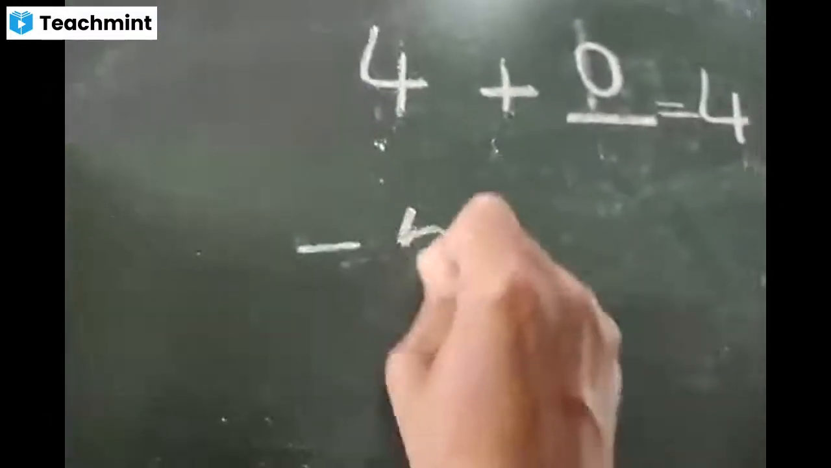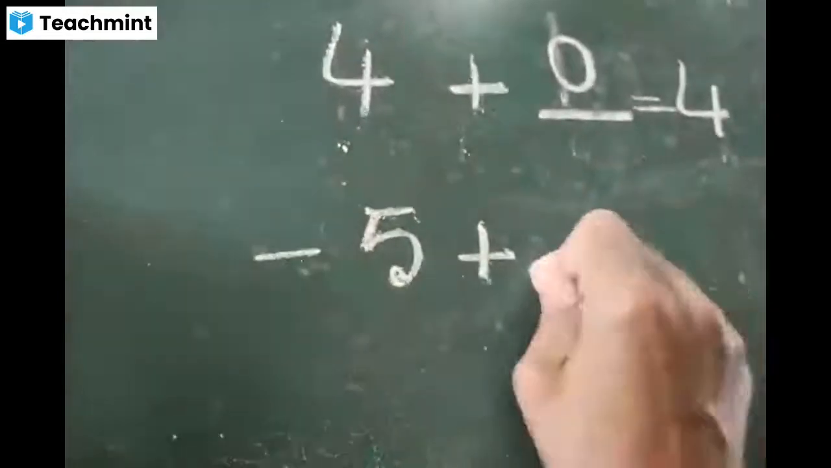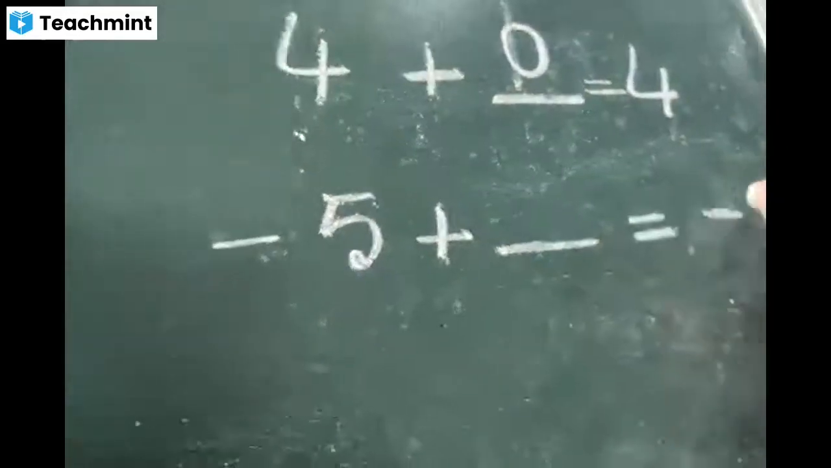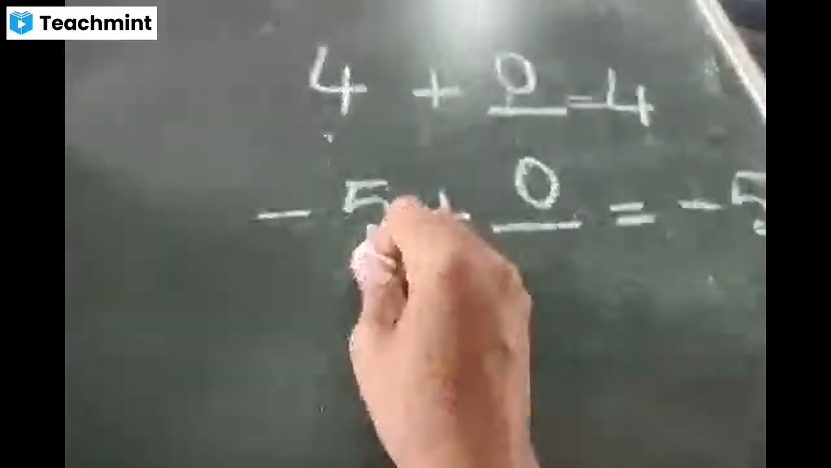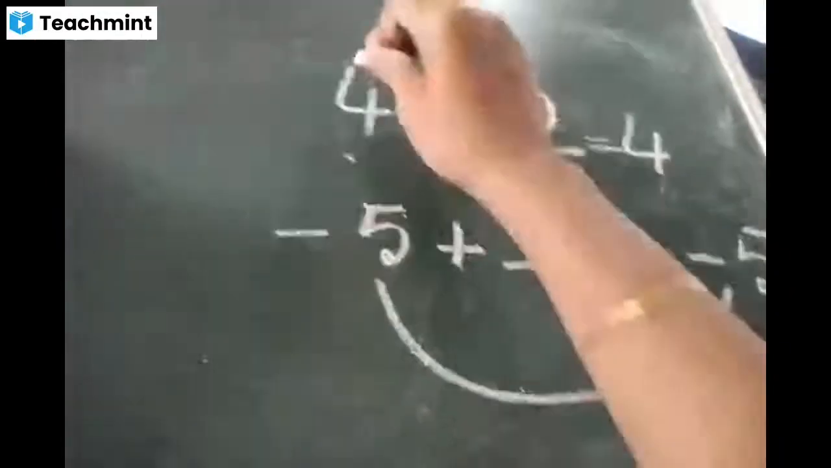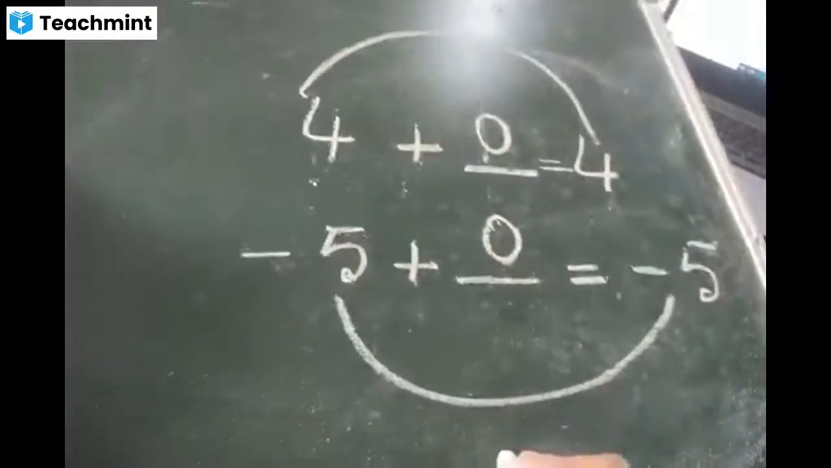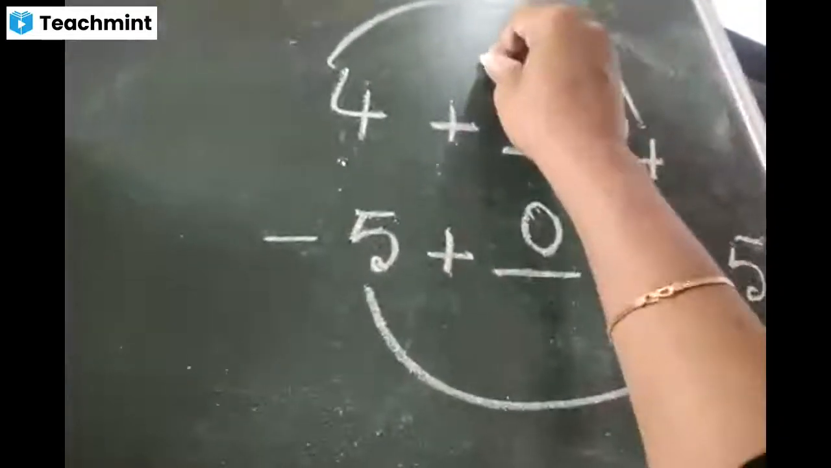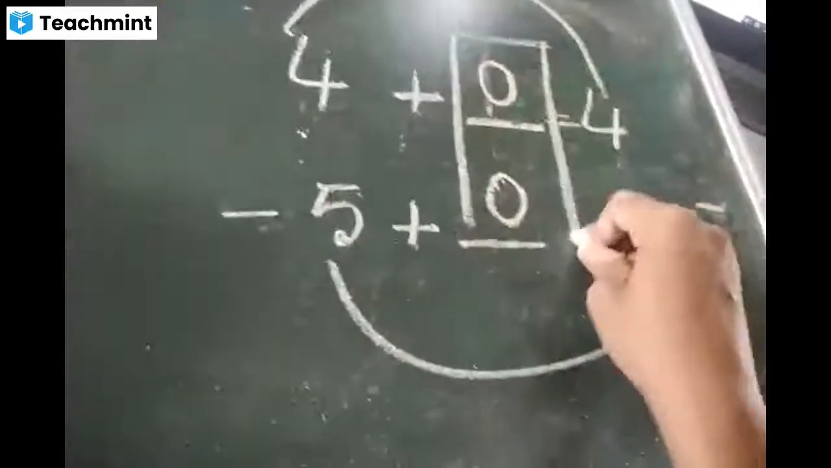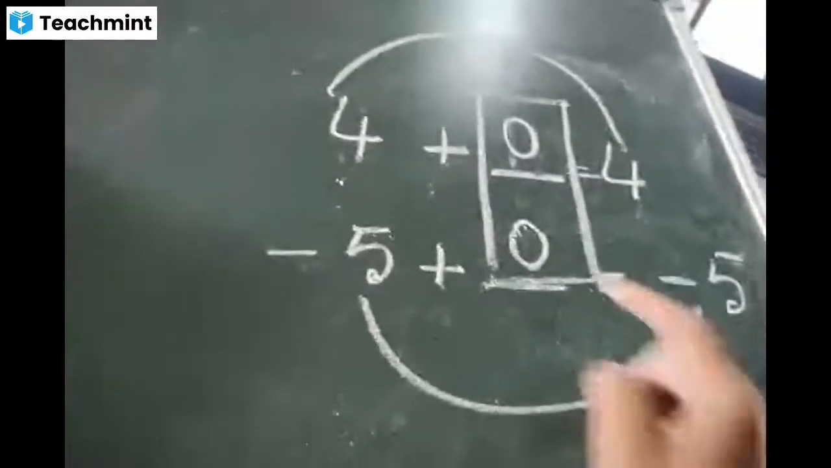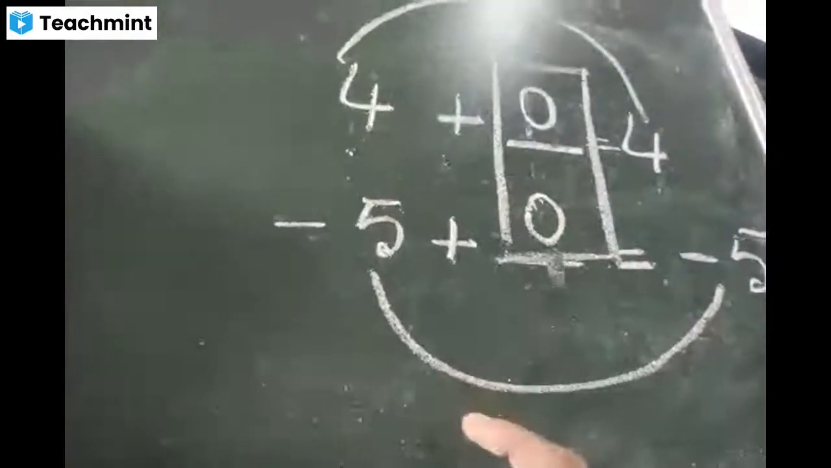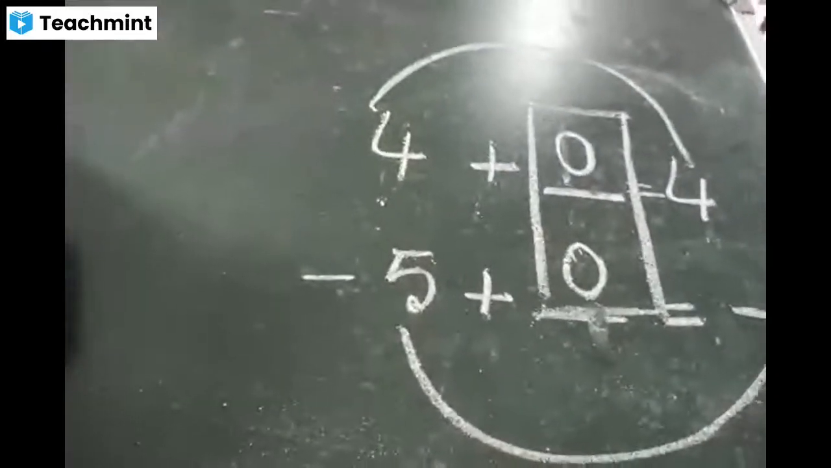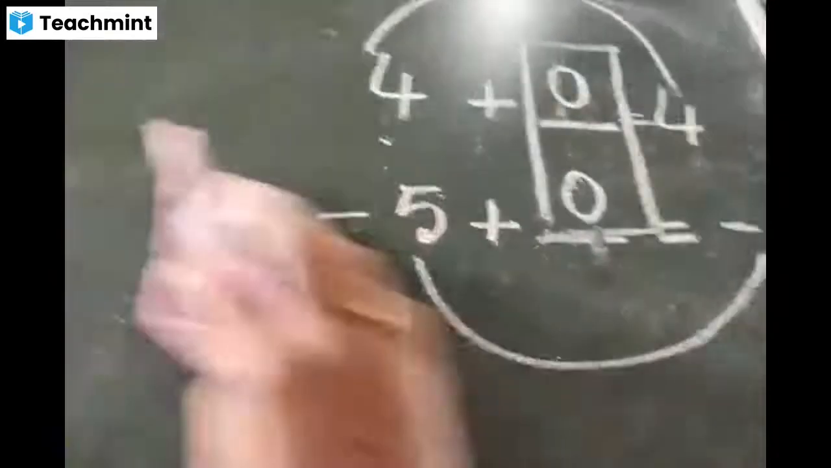Suppose I take here minus 5. Minus 5 plus something is equal to minus 5. Which is possible here? 0. Identity means this must be same. So which number is helping here? That number is called the identity number. So additive identity is 0. Multiplicative identity is 1. Remember that for a 1 mark question. You have exam on Monday or Tuesday, this bridge course.